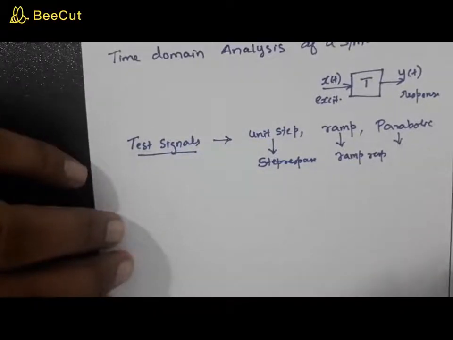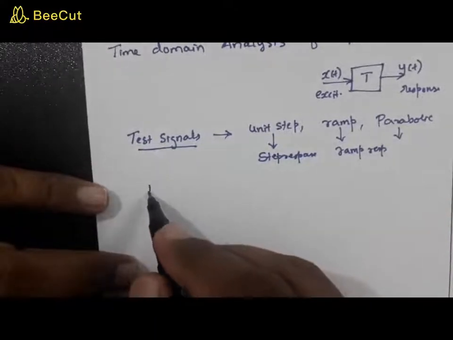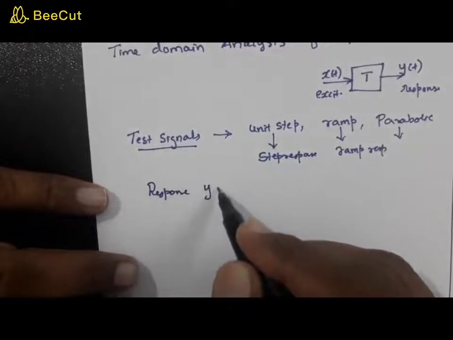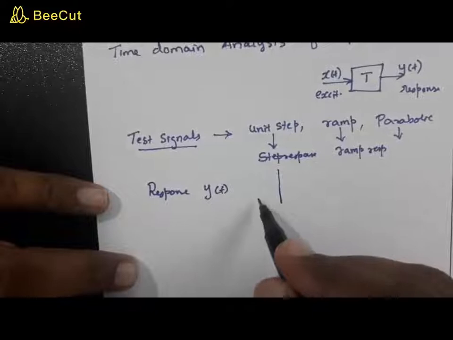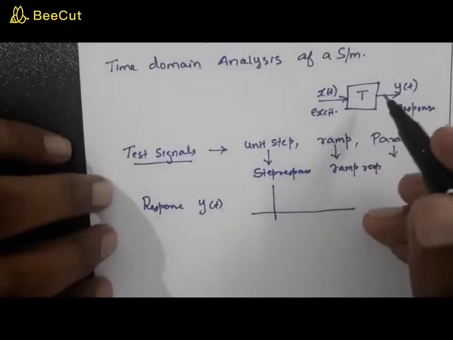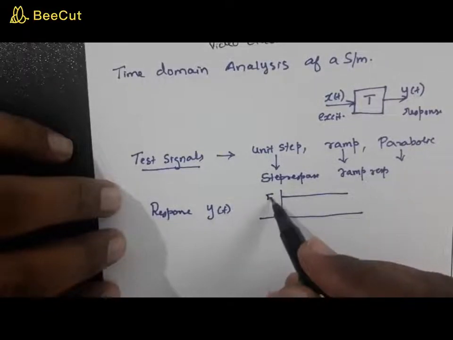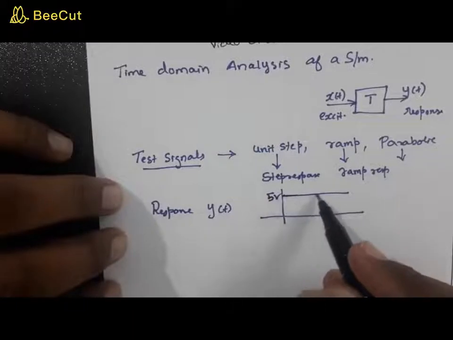Now, once you apply the signals, you will get a response, right? This response we generally call y of t. When you analyze this response, for example, if you are analyzing a particular system, you are expecting an output of 5 volt. This is the ideal expectation.